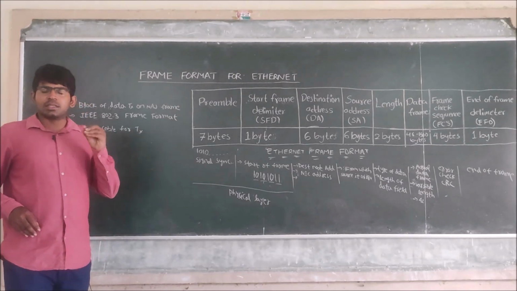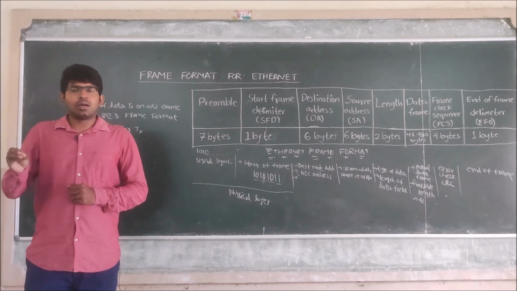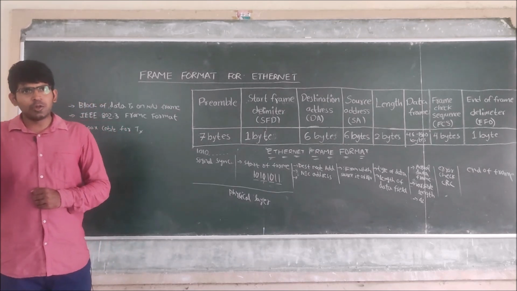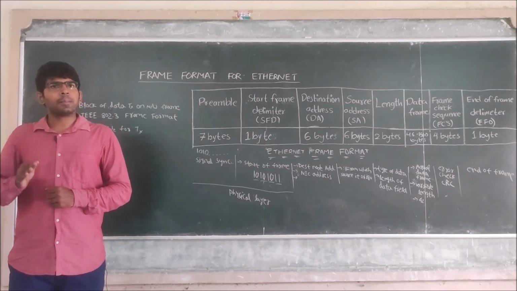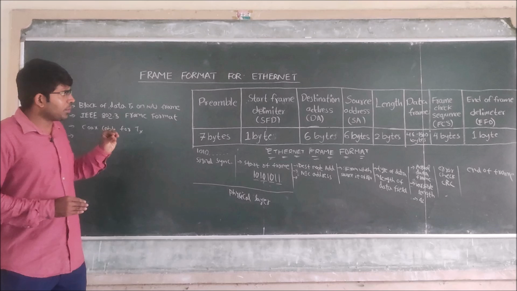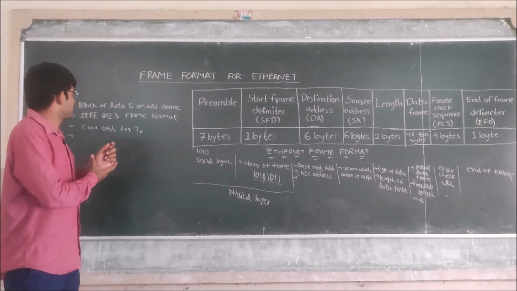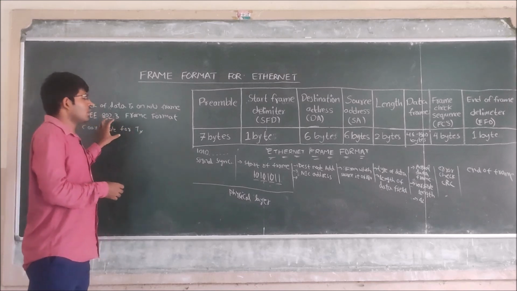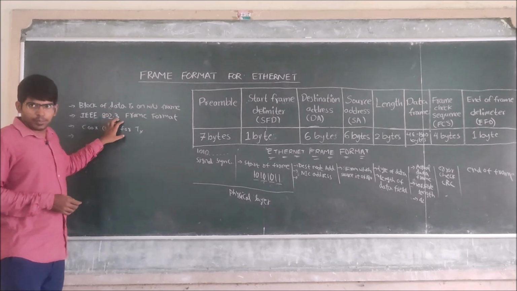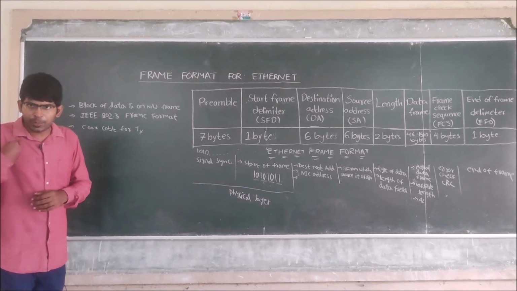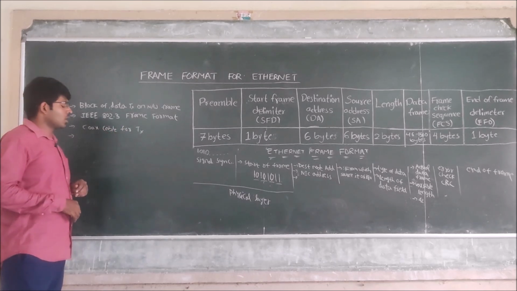We have already discussed Ethernet LAN, the most popularly used protocol in the data link layer. Now we are discussing the frame format of Ethernet. IEEE 802.3 designed a format, and that format we are discussing now.